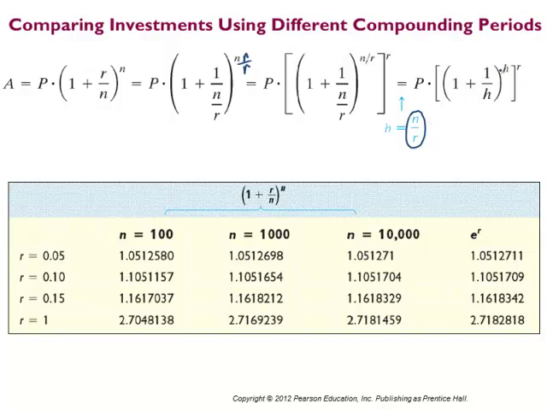And then you have this expression right here. So we had n over r right there, and we plugged in h there. And we had n over r there, and we plugged in h there.